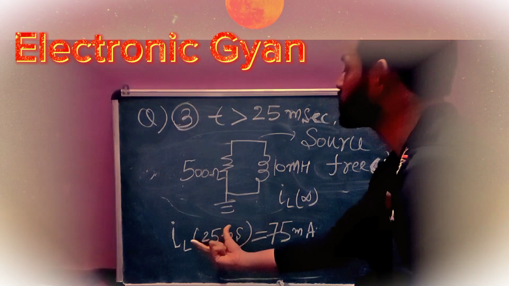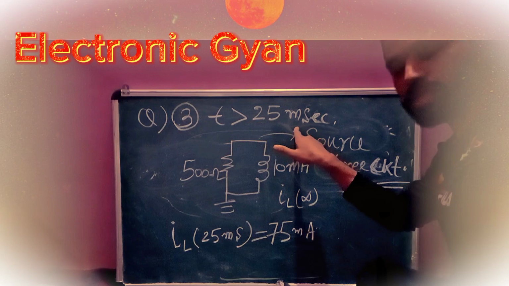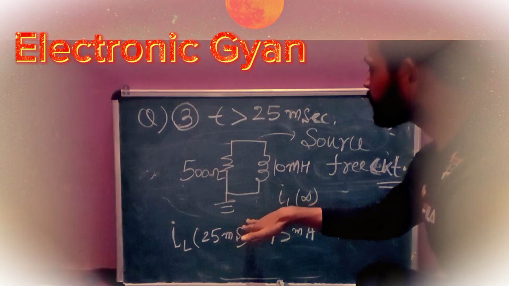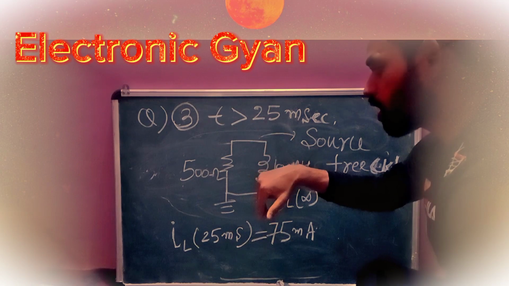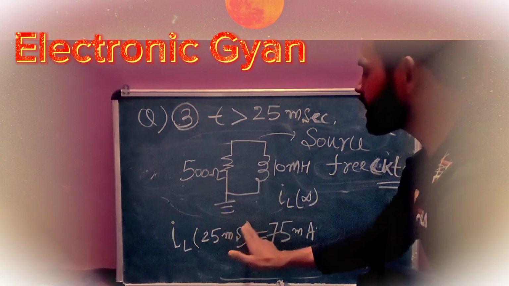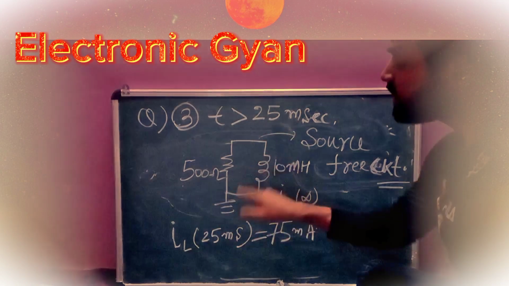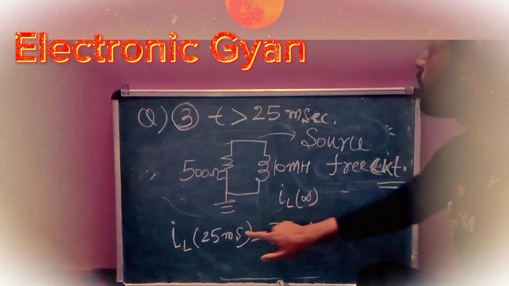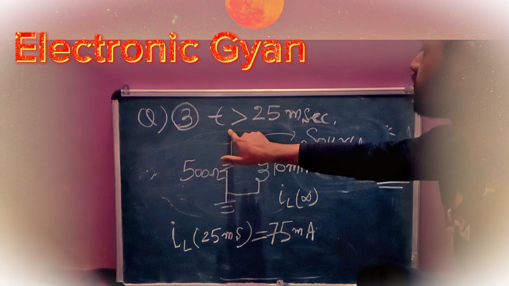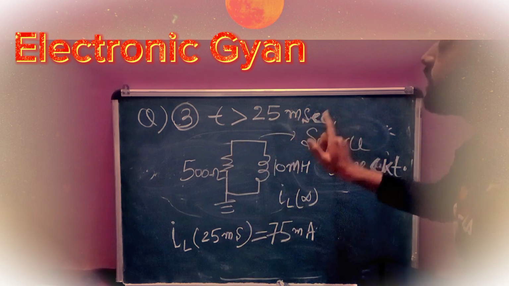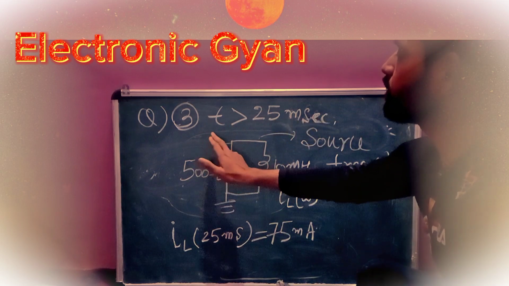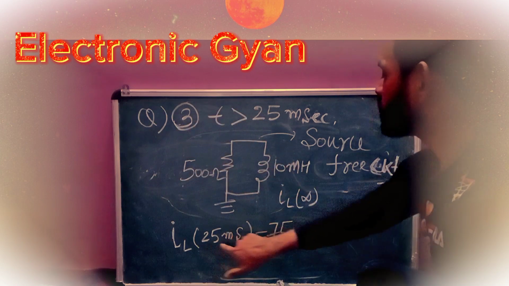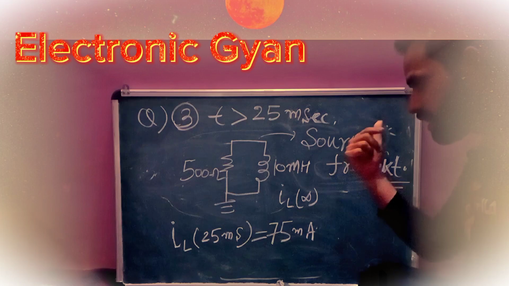So this is my initial current for this circuit for t greater than 25 millisecond, that is IL of 25 millisecond. The switch B got open at 25 millisecond, and at 25 millisecond my current was 75 milliampere. So for this circuit, my initial current is this, and now we will see my final current.